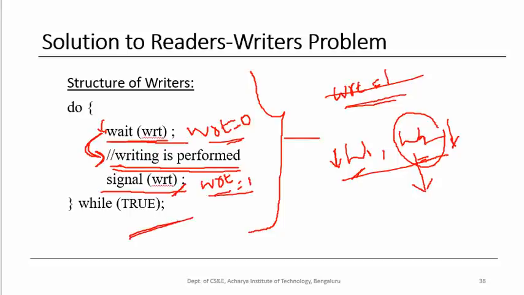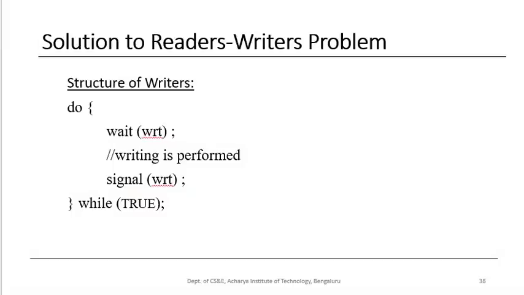Hence, mutual exclusion among the writer processes is ensured. That means no two writer processes can go into the critical section at the same time. Hope you have understood this clearly. If you have any doubt, please send me the query in the public chat that is now open. I'll be able to answer your questions.